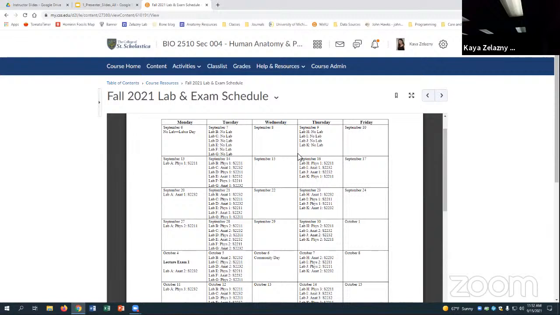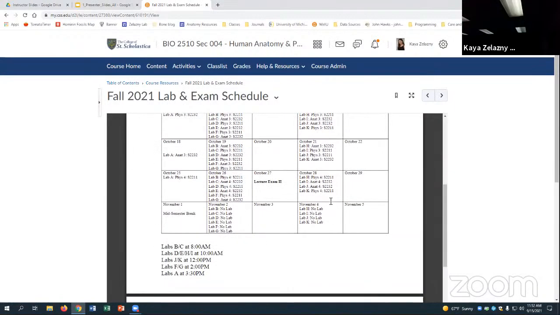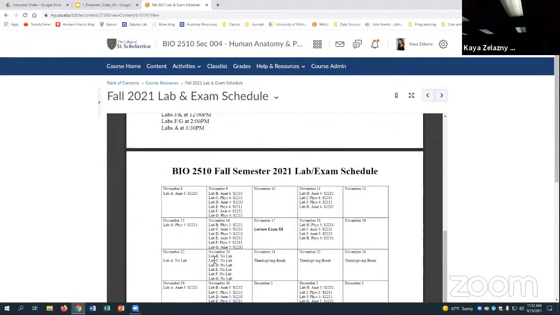So what is today? The 15th, so our next labs are on the 16th. So if you're lab H, you'll be in phys. If you're lab I, you'll be in anatomy, and then the following week you'll switch. The lab schedule also has the times down at the bottom in case you forget.